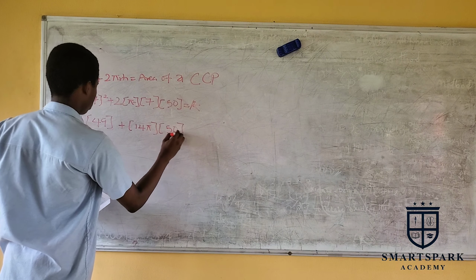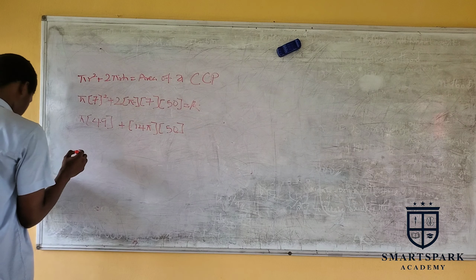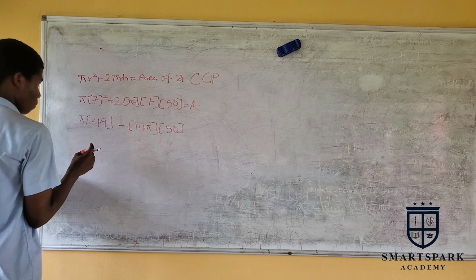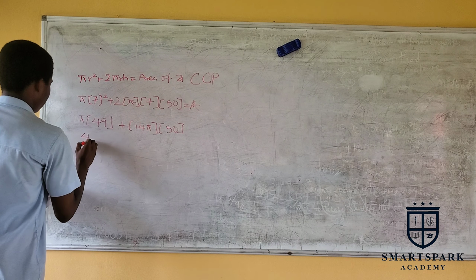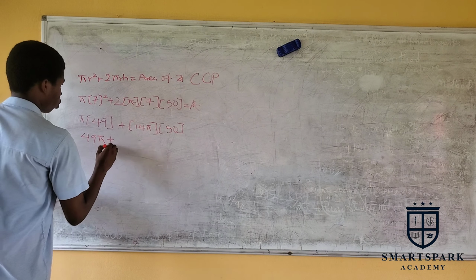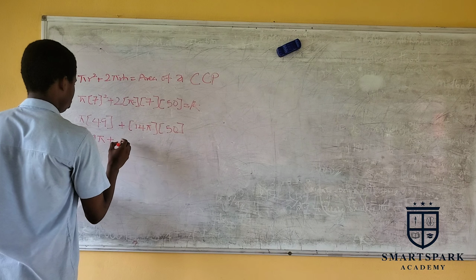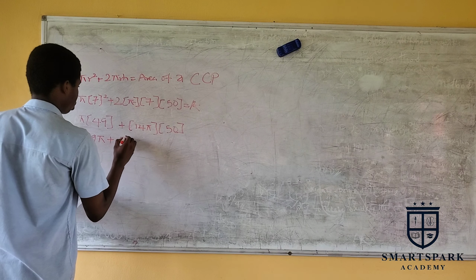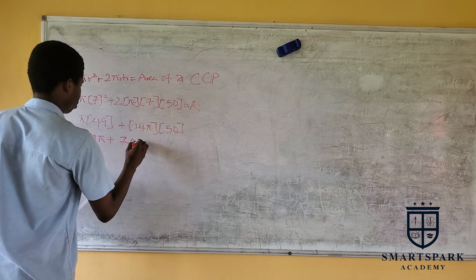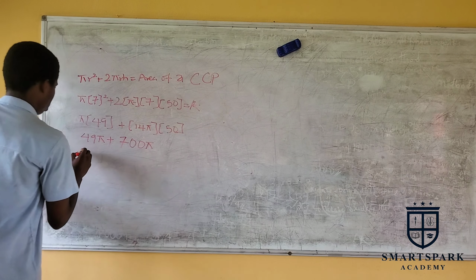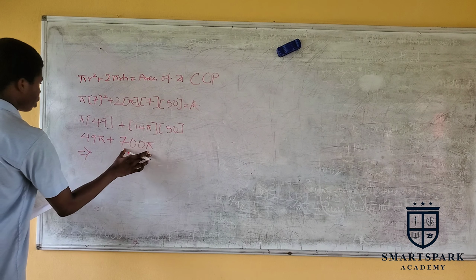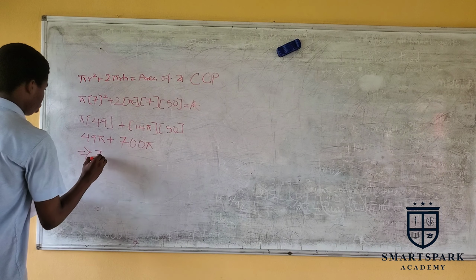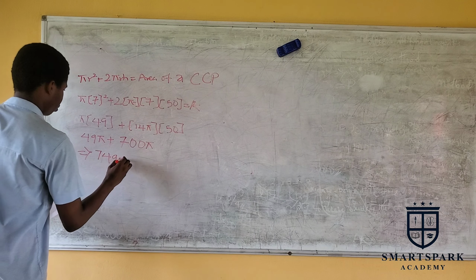So now this is 49 pi plus 50 times 14, which is going to be 700 pi. So now, summing both of them up, 700 pi plus 49 pi is 749 pi.